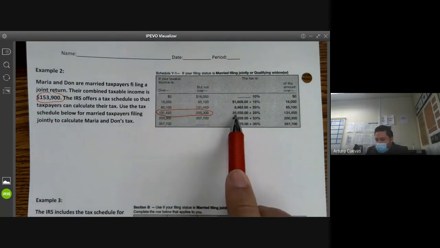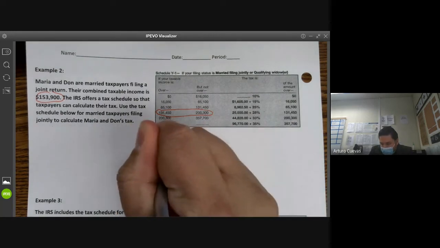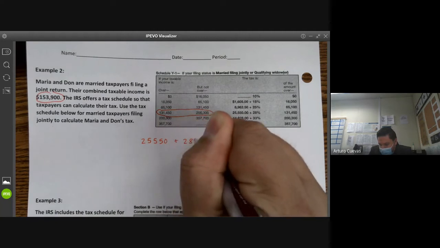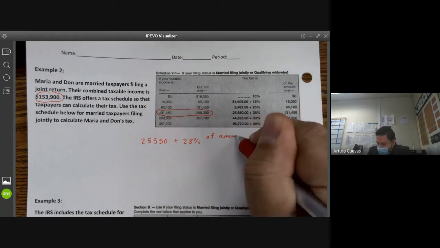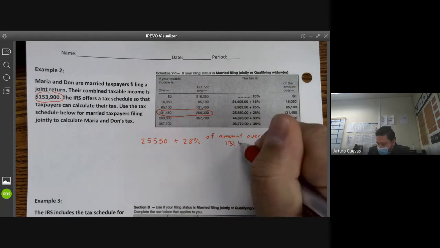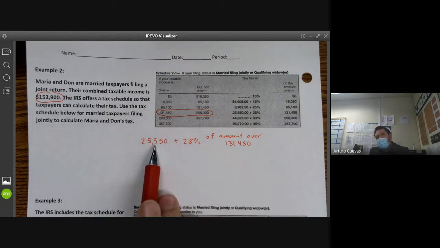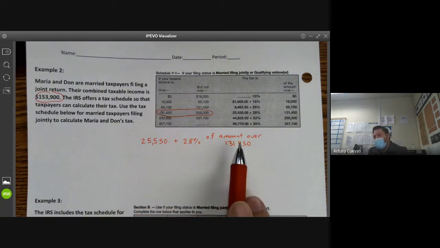You're gonna pay $25,550 plus 28% of the amount over 131,450. What does that mean? You're definitely going to pay $25,550, and then in addition to that, you're going to pay 28% of however much money you made over this.